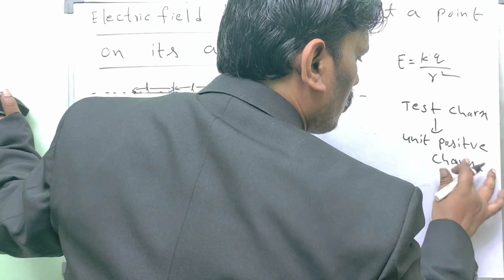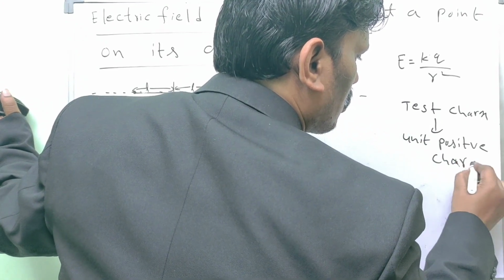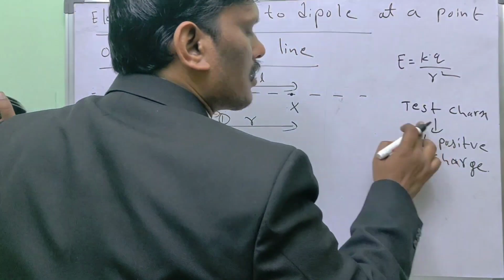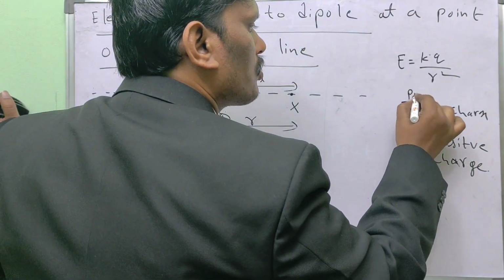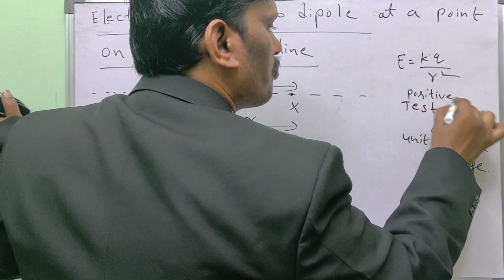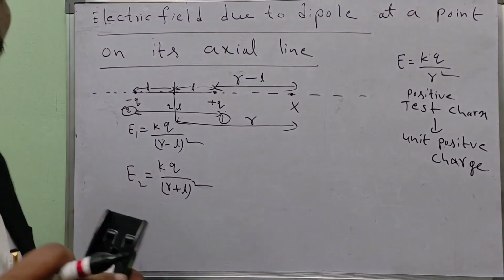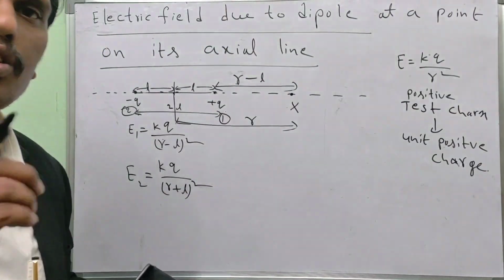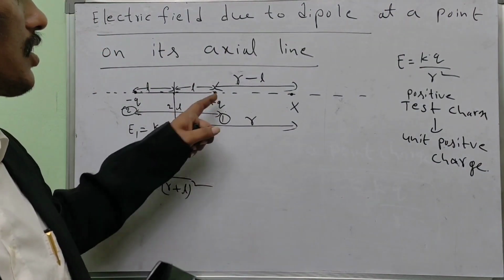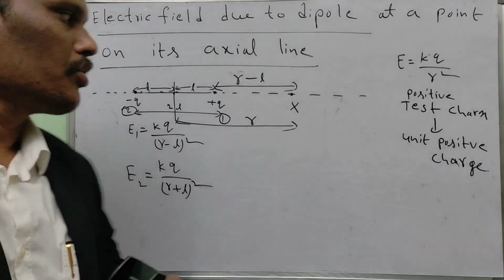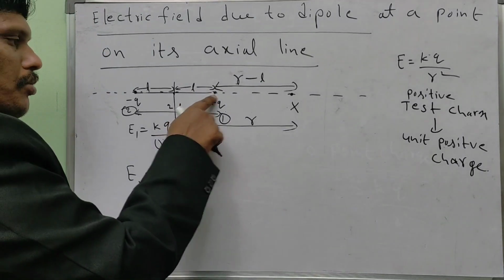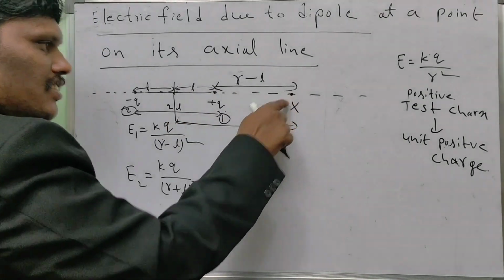Unit positive charge. So this test charge is always a positive charge only. To identify the direction, you imagine a unit test charge at that point. It is very easy. So I imagine a unit positive charge at this point x.